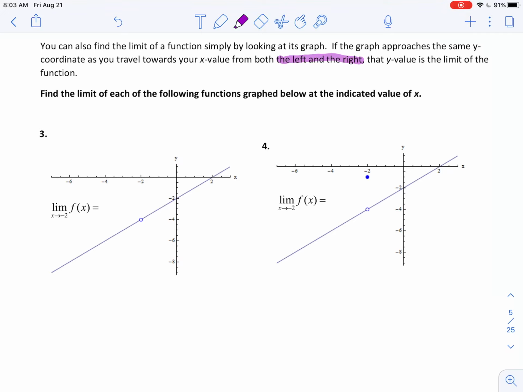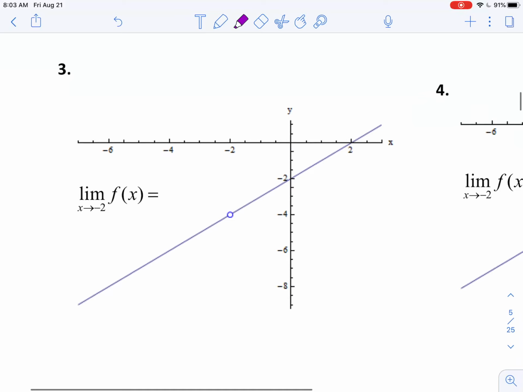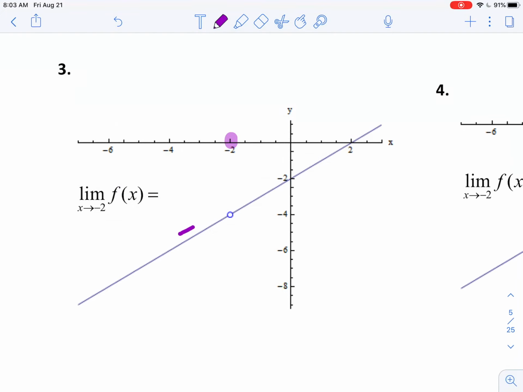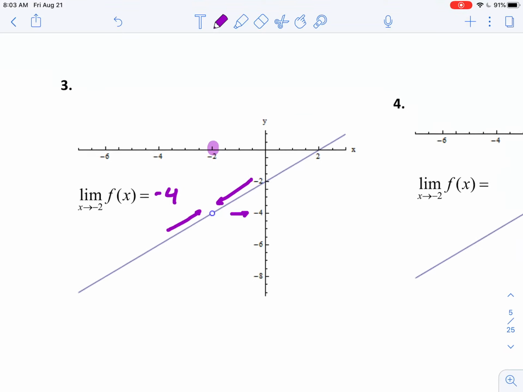So in this first example, blow this up a little bit, the limit as x approaches -2 of f of x. So here's -2. And as I'm approaching -2 from the left and from the right, my arrows are coming together, so they're both approaching the same number, and that number is the y-coordinate, -4. So the limit as x approaches -2 of f of x equals -4.